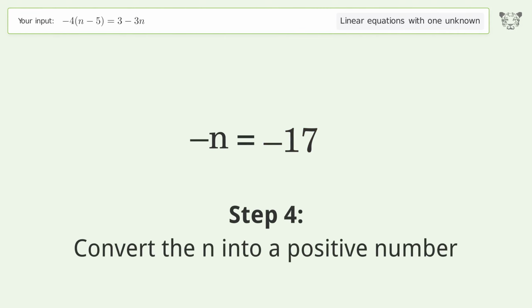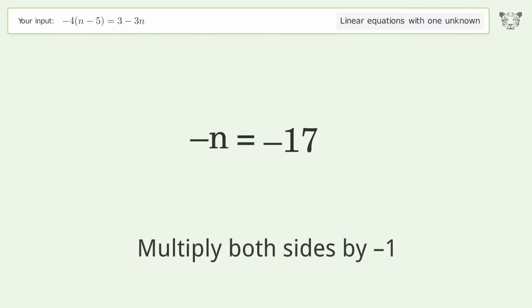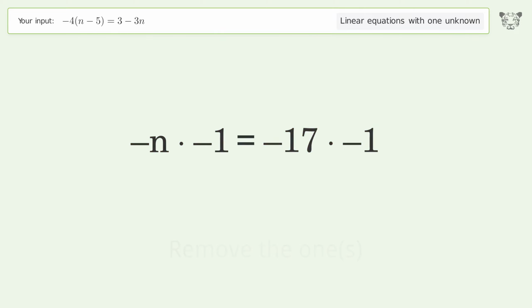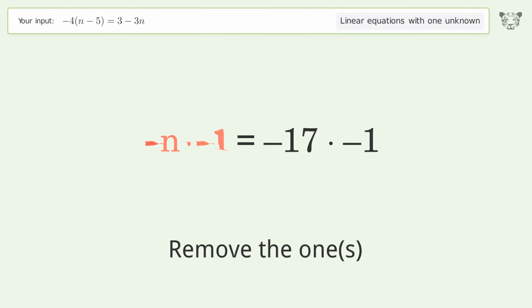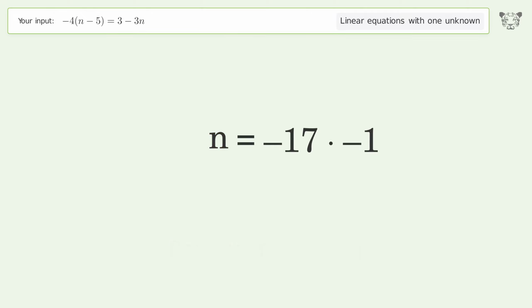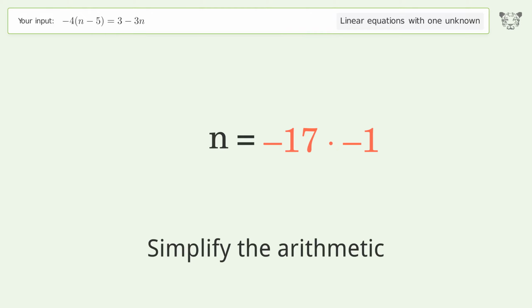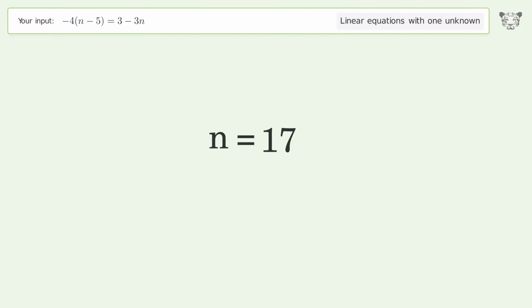Convert the n into a positive number. Multiply both sides by -1. Remove the ones. Simplify the arithmetic. And so the final result is n equals 17.